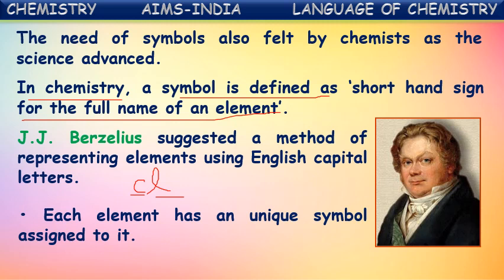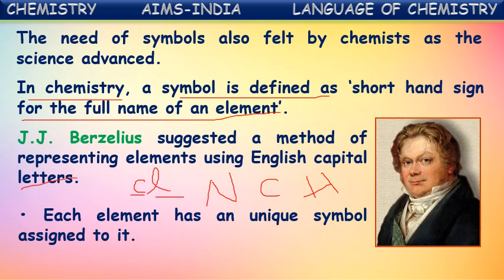Nitrogen is there, only one letter is there, so we should use the capital letter. Carbon, capital letter. Hydrogen, capital letter. So Berzelius suggested a method of representing elements using English capital letters. While writing, the first letter should be capital. Whenever you are writing the second letter for the representation of a symbol, that should be small. Again, that comes under the rules and regulations while writing the symbols.